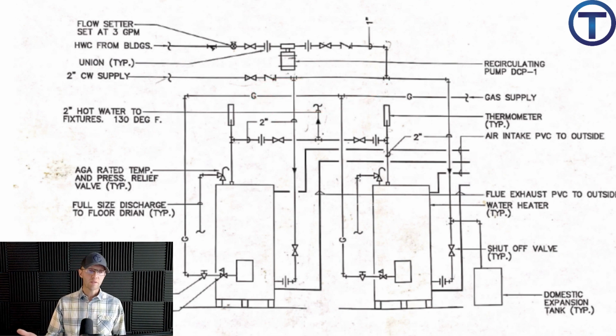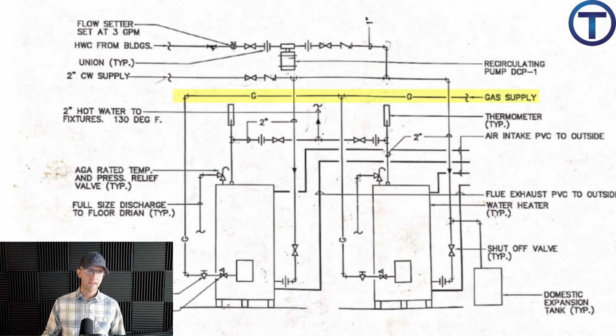A couple other things we'll notice here. There is a domestic expansion tank coming off to the side. This is going to be a commercial expansion tank, and it's going to be bigger. It's probably going to sit on the floor, be a couple feet tall, and it's going to pipe off of the cold side. We also see the gas lines coming in.